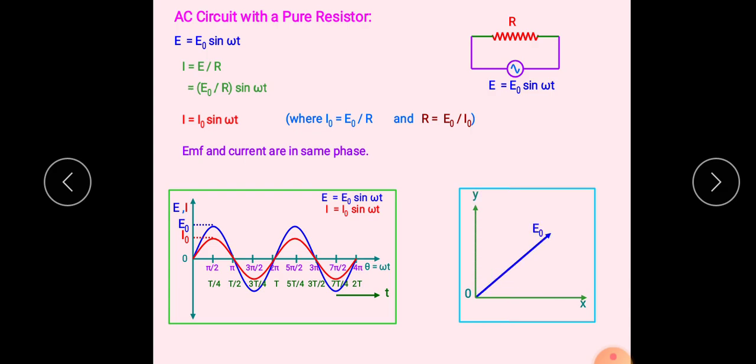Now, if we represent EMF as a rotating vector, then the rotating vectors which represent EMF and alternating current are known as phasors, and the diagram which shows phasors of electric current and EMF is known as a phasor diagram. Therefore, E naught represents EMF, I naught represents alternating current. Both are in the same phase. Therefore, their phasors are in the same alignment. Omega t is the phase.